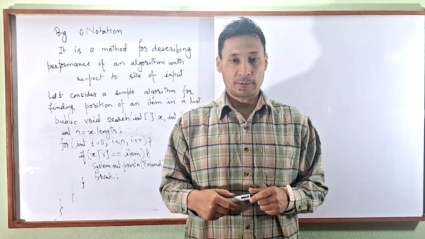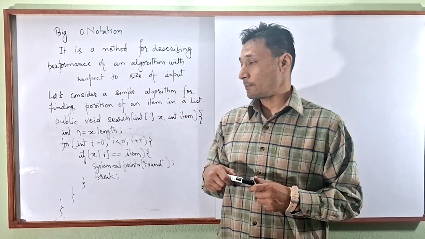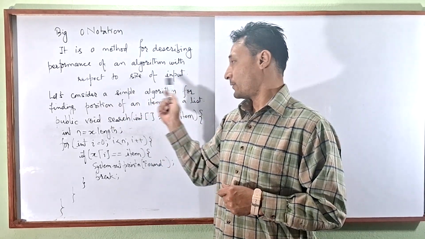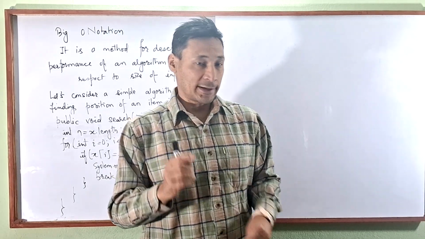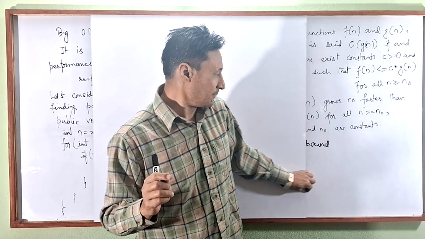In this video, I will talk about big O notation. Big O notation is a method for describing performance of an algorithm with respect to size of input. Algorithms are influenced by data provided to that algorithm. Now let's see the formal definition of big O notation.